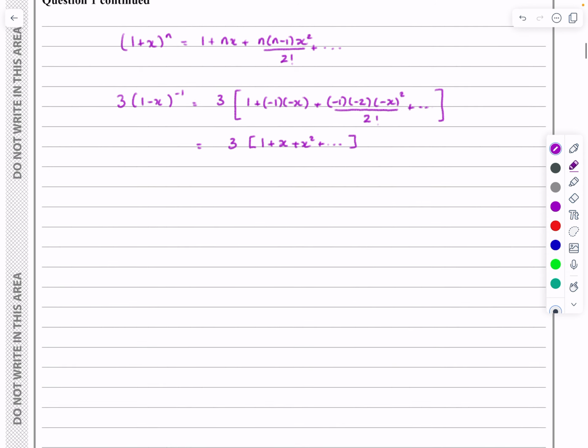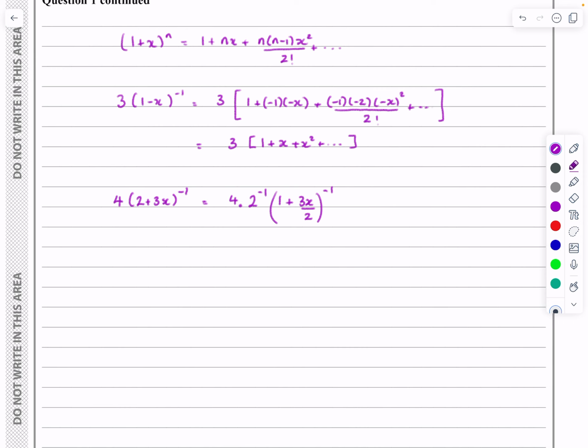We also had the one that's got a 4 in, and that's 4 lots of 2 plus 3x to the minus 1. So we've just got to be careful here then that when we're looking at 2 plus 3x to the minus 1, we can't do that. We need 1 plus. So what I've got to do is divide everything in the bracket by 2. Well, you can't just divide everything in the brackets by 2. You've got to take 2 out. We're not taking 2 out. We're taking 2 to the minus 1 out.